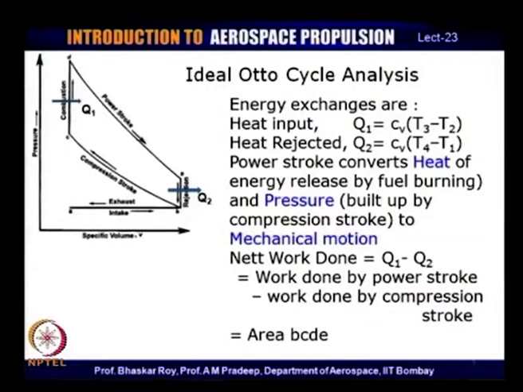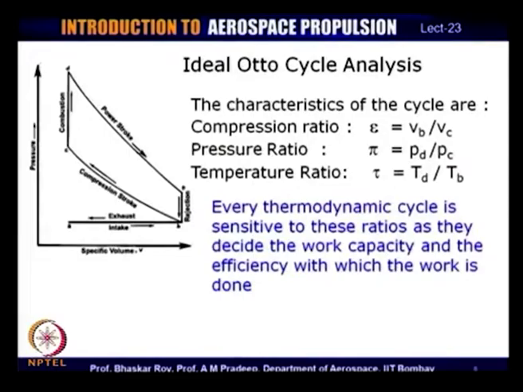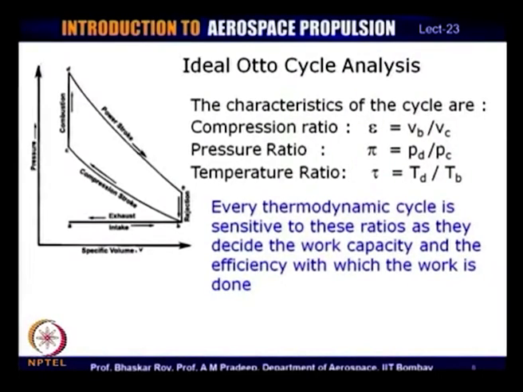So, the net work that would be available from this cycle is Q1 minus Q2, and this is the work done by the power stroke minus the work done by the compression stroke, what we call the net area that is available in this cycle between B, C, D, E. Okay. And that is the area that we are looking at in terms of the work done or work available from this cycle. If you look at the cycle, you would probably see there are a number of parameters that one can create to characterize this cycle.